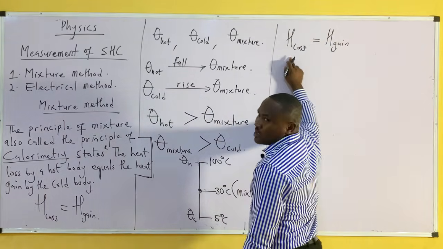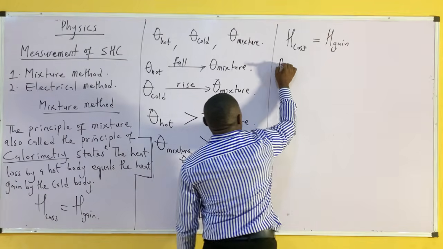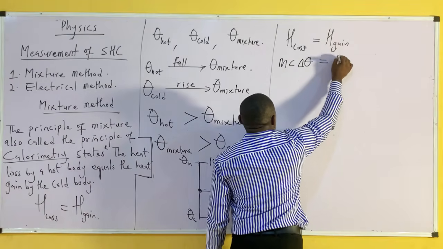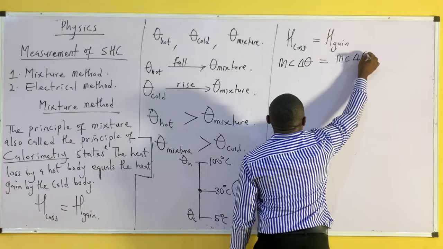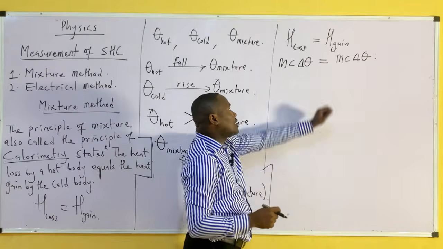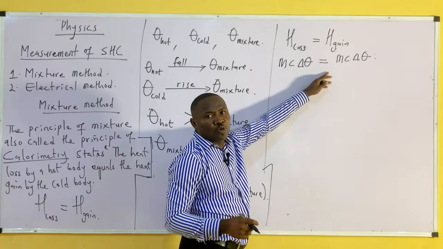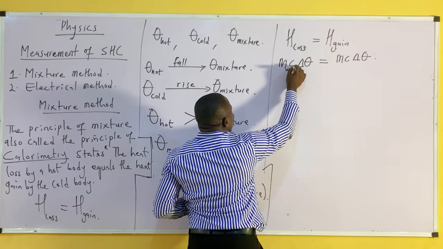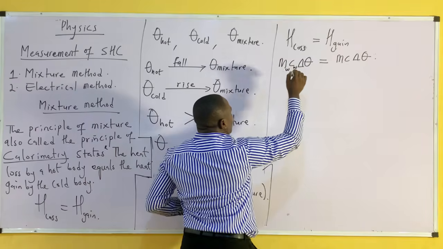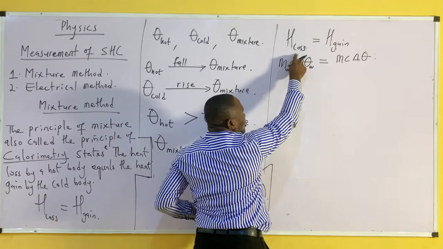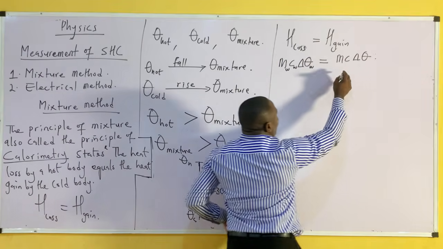So if heat loss equals heat gain, we'll say MC change in theta equals MC change in theta. That's heat loss by the hot water equal to heat gain by the cold water. Now, what about this? This is the mass of water. This is the specific heat capacity of water. This is the temperature change of water for the hot. Now, what about for this?